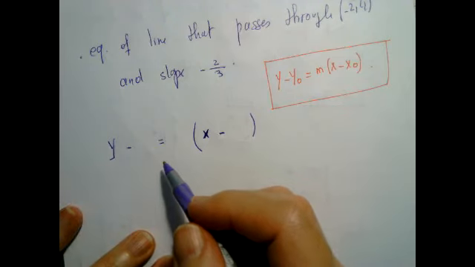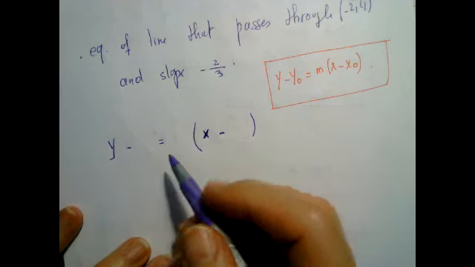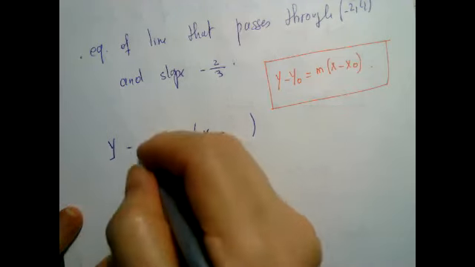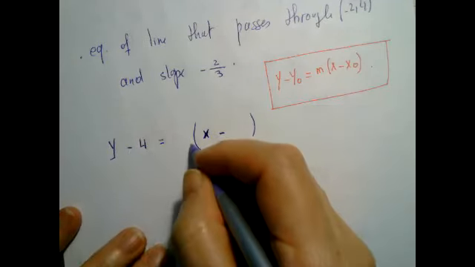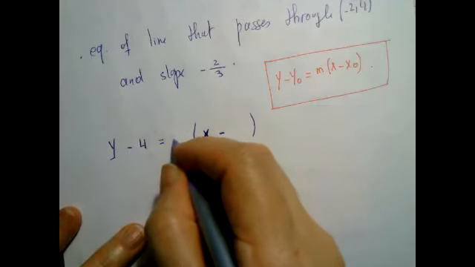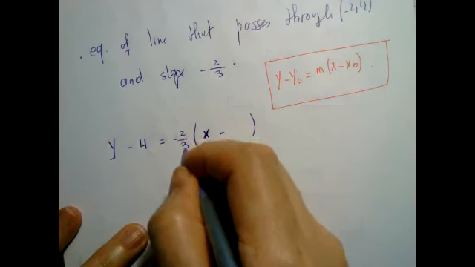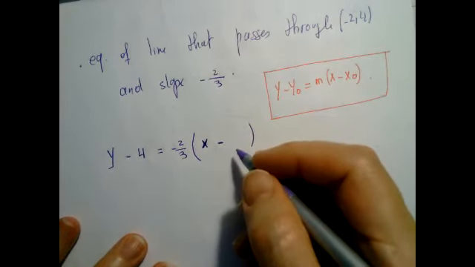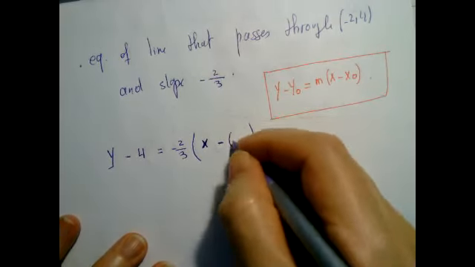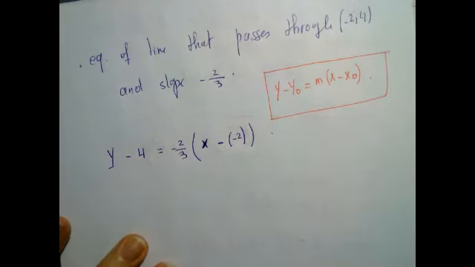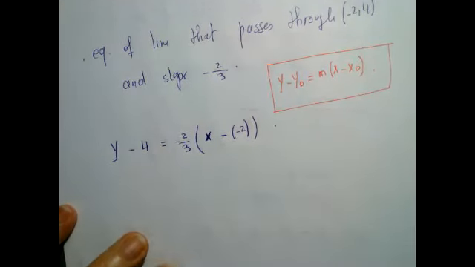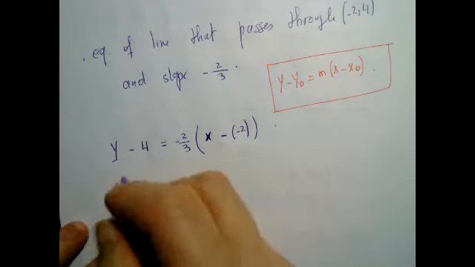So you plug in y and then -4, right? -4. And then equals -2/3. And then x minus a -2. That's our starting point. And then, of course, we have to do all the simplification.